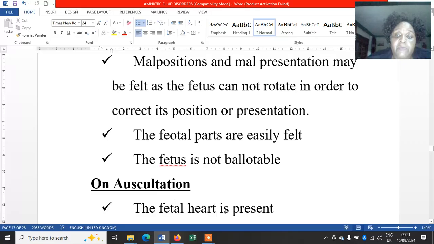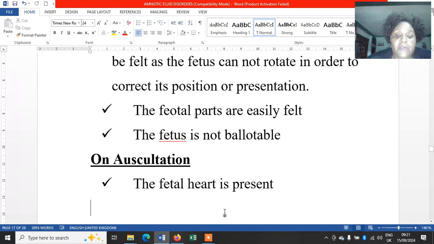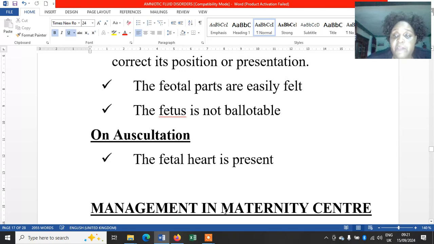So on palpation, because there is very little liquor, the fetal parts can be palpated very easily. But on balloting, the fetus will be unable to ballot. Balloting is, for example, getting the head and feeling it move from hand to hand while you are palpating the abdomen. So it will be hard for the fetus to be ballotable, but the fetal parts can be very easily palpable because there is very little water around the fetus. And on auscultation, the fetal heart can be heard.